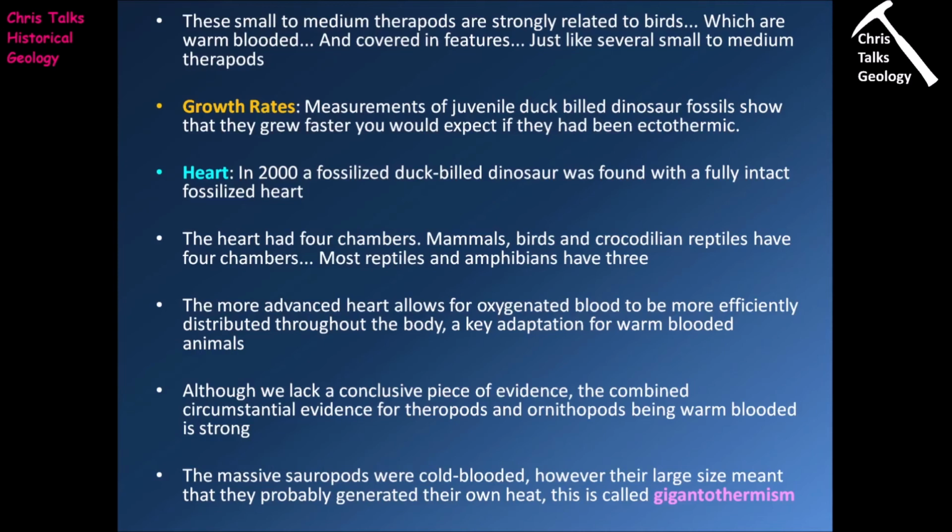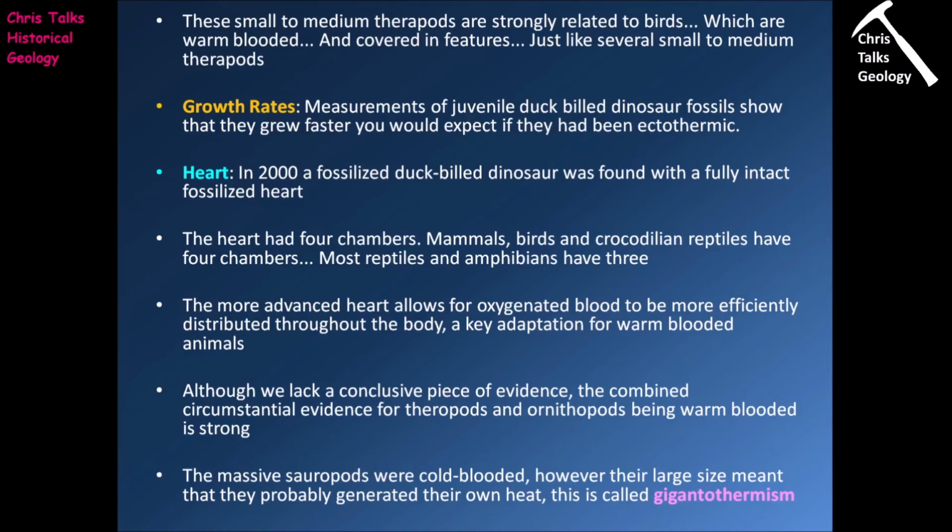So, although we lack a conclusive piece of evidence, the combined evidence for theropods and ornithopods being warm-blooded is actually quite strong. So, I think we can agree, although there's no one piece of evidence that definitively says, yes, they were warm-blooded, we actually have quite a few pieces of evidence to suggest that the theropods and the ornithopods may well have been warm-blooded.